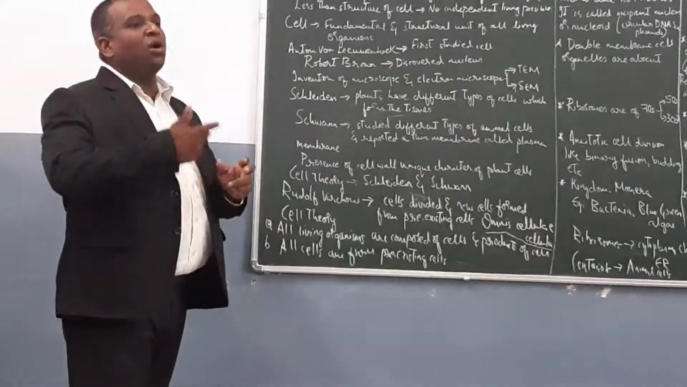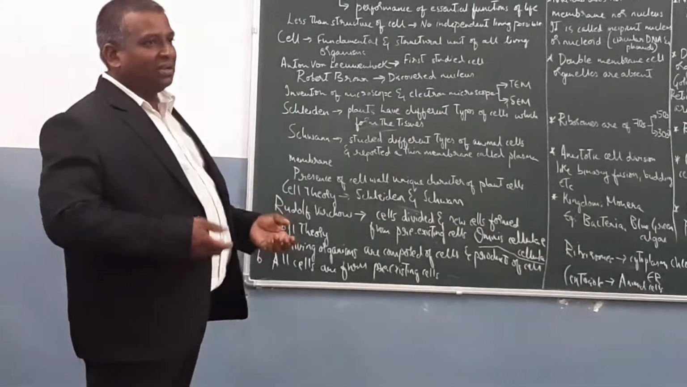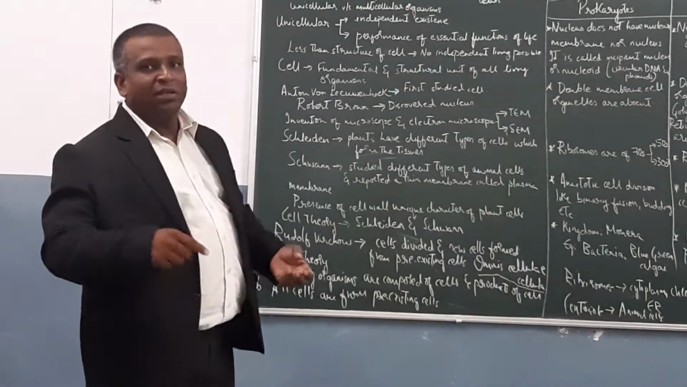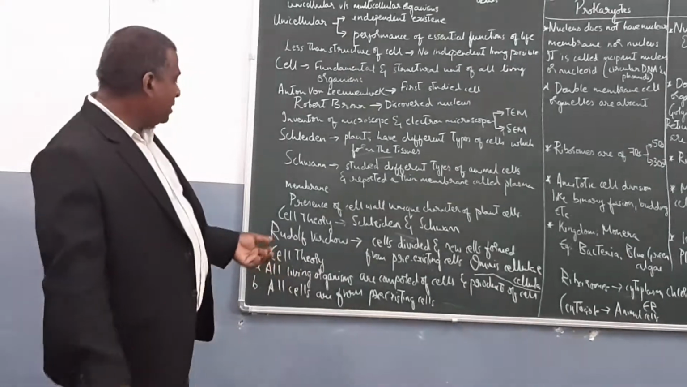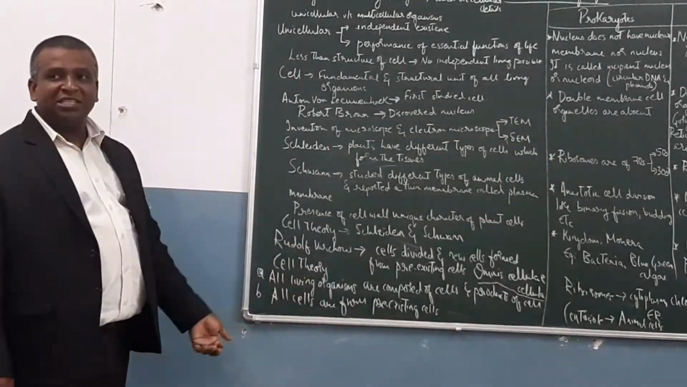Parent cell and two daughter cells are formed after cell division. Rudolf Virchow studied how new cells form from a pre-existing cell.